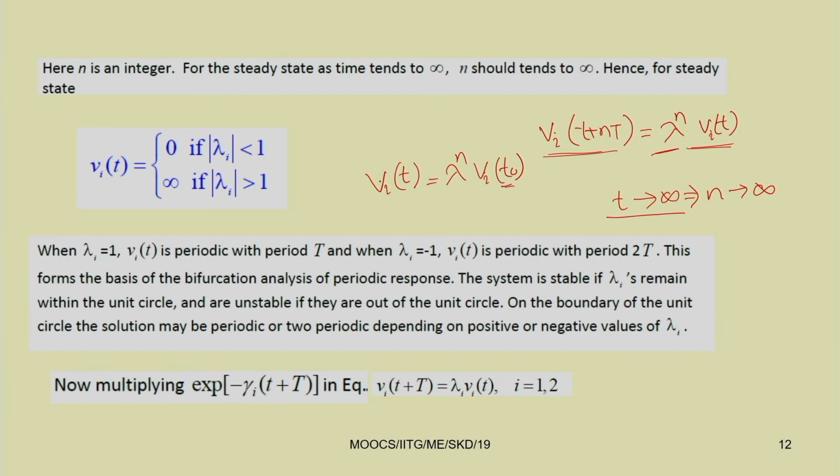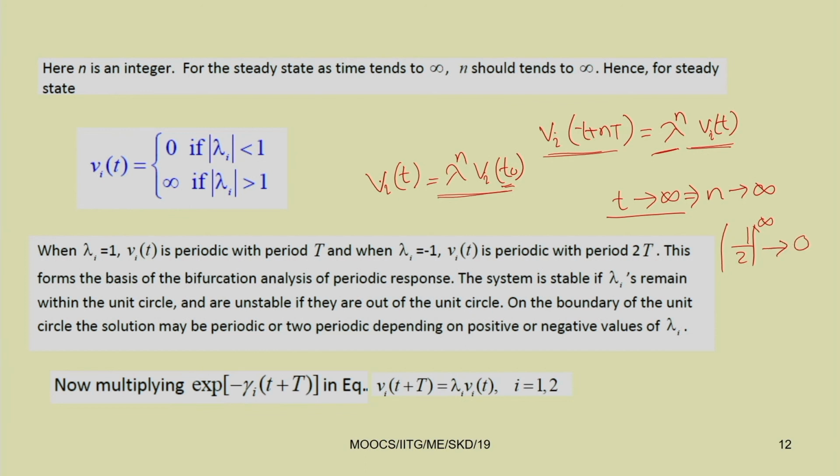You can write it this way: if mod lambda_i is less than 1, then V_i(t) will tend to 0. If mod lambda_i is less than 1, you have a fraction. For example, take 1 by 2. 1 by 2 to the power infinity tends to 0.